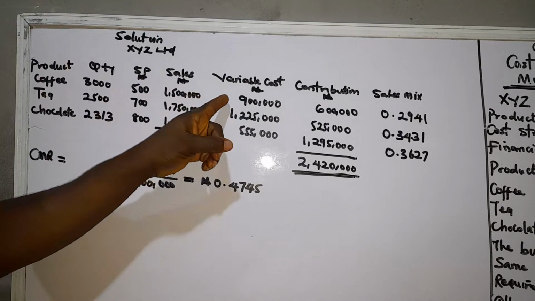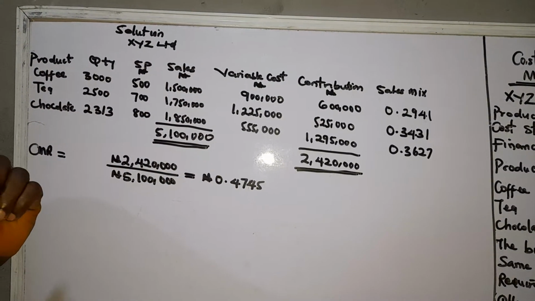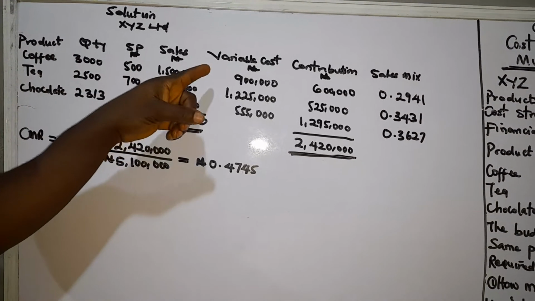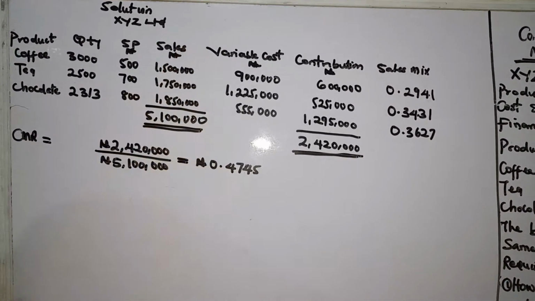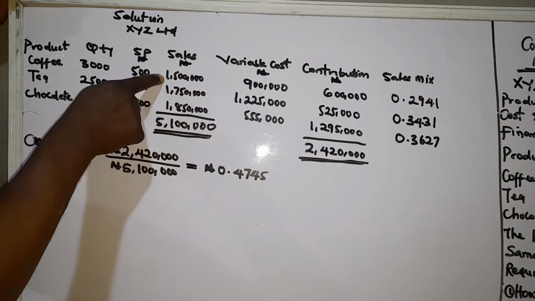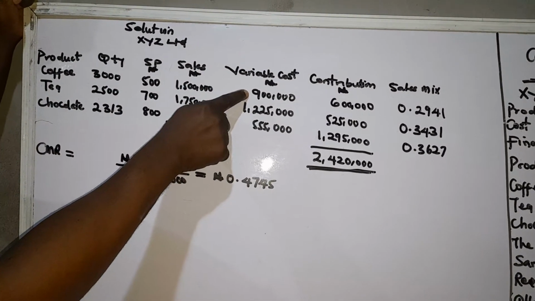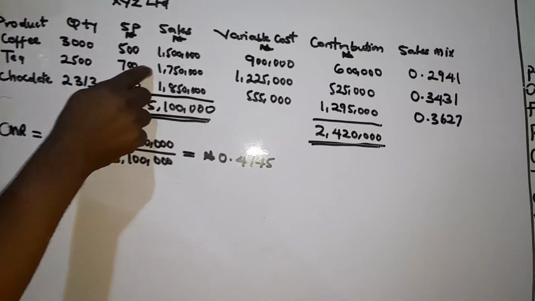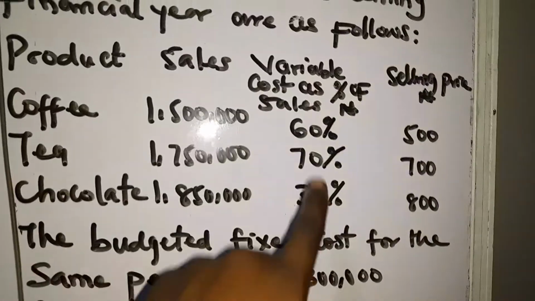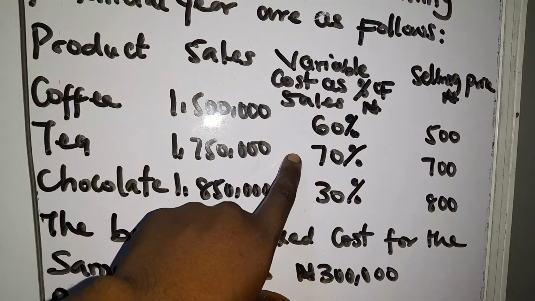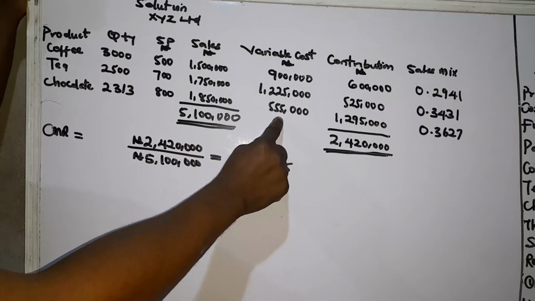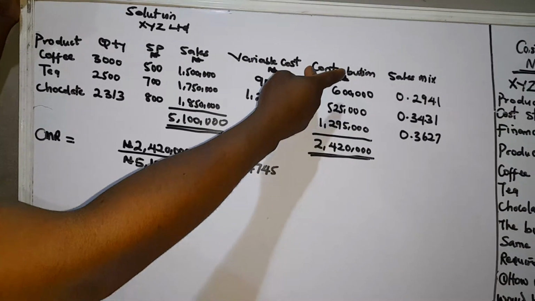The next one, variable cost. Examiner did not give us this variable cost, but he gave it as a percentage of sales. That means here we are given 60%. So 60% of this sales value will give us 900,000. For this one, it gives us 70%. 70% of this 1,750,000 will give us 1,225,000. While 30% of 1,850,000 will give us 555,000. So this is how we get the variable cost.